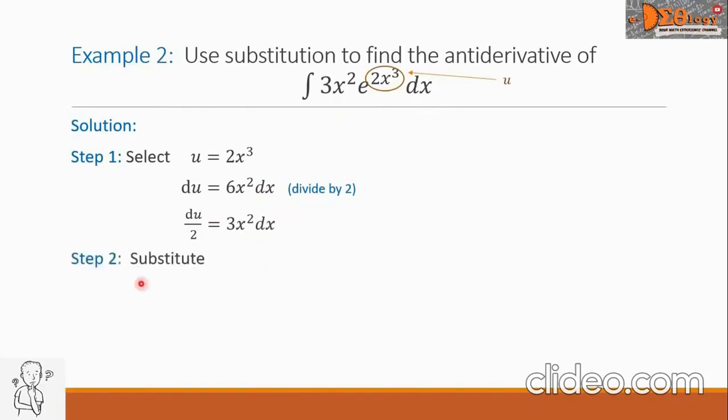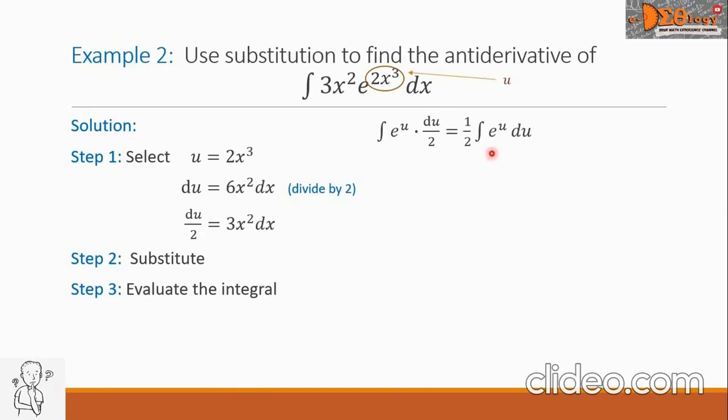Now step 2, let us substitute the values of step 1 to our integral. So we have now the integral of this e, then raised to the u now, times this 3x squared dx is replaced by du over 2. Then step 3, let us evaluate the integral. First, this denominator 2 is a constant, so let us move it outside the integral. And that is now 1/2 of the integral of e^u du.